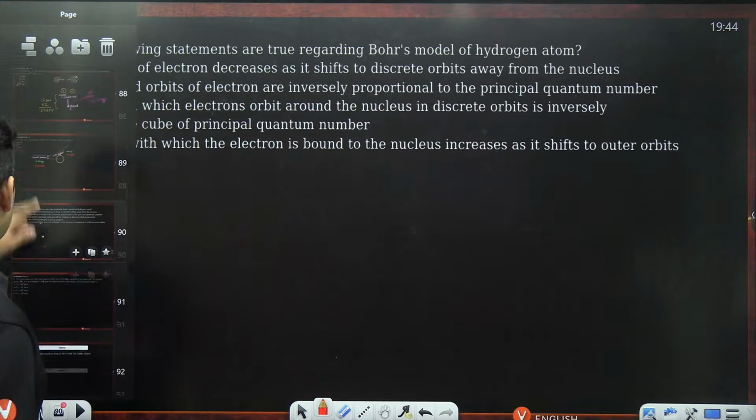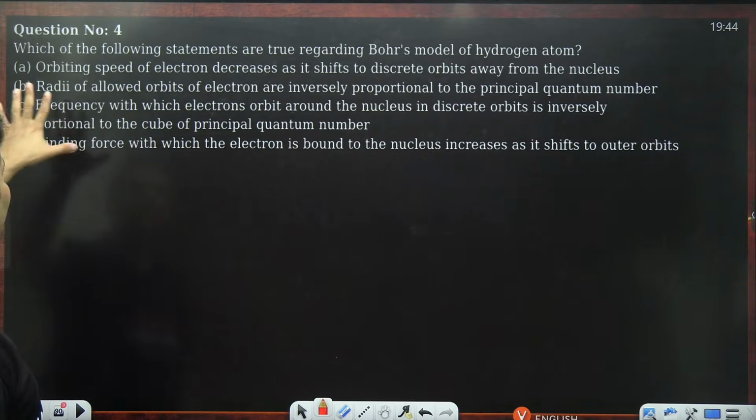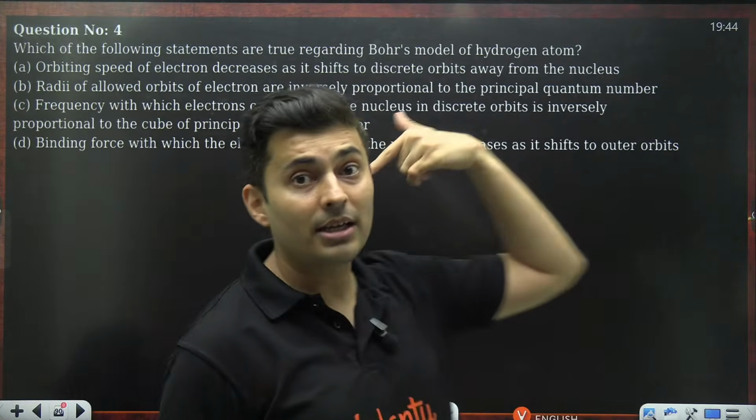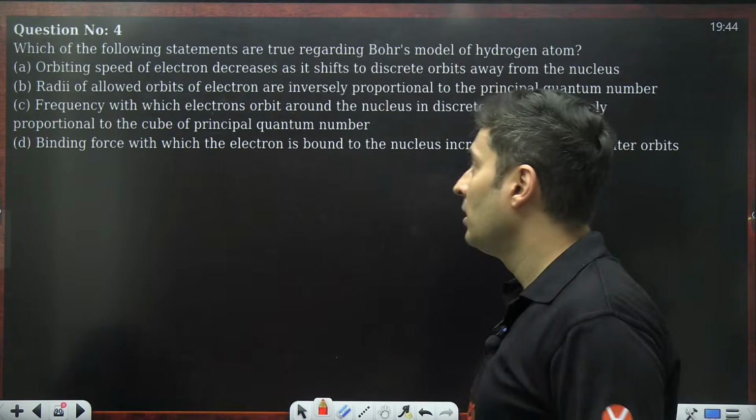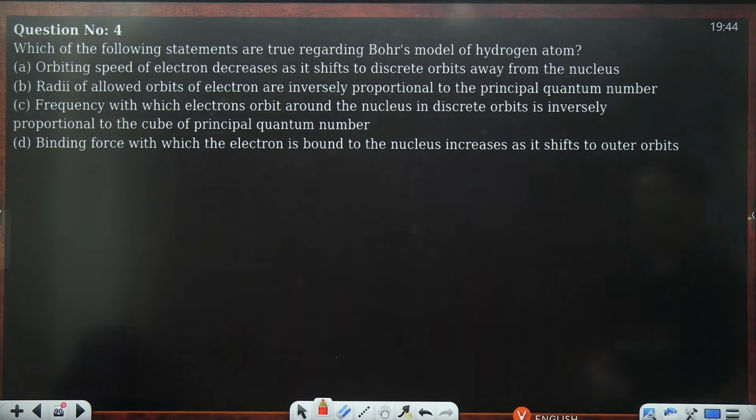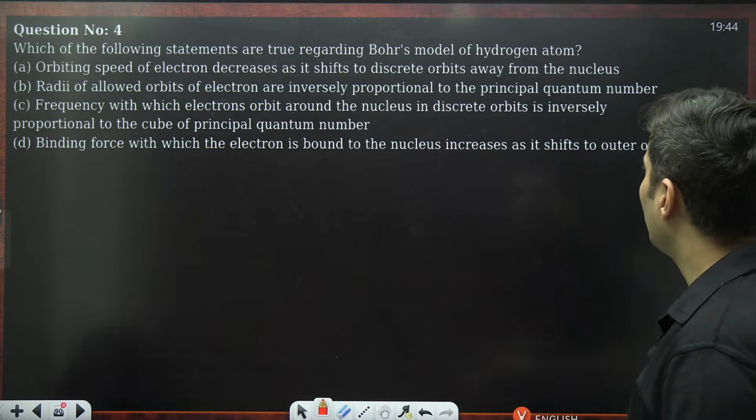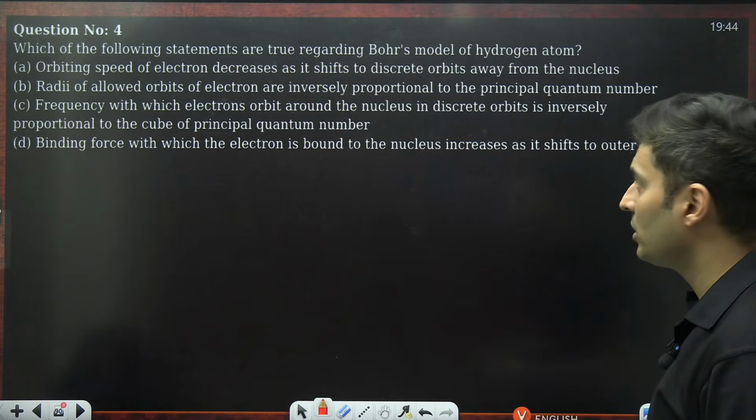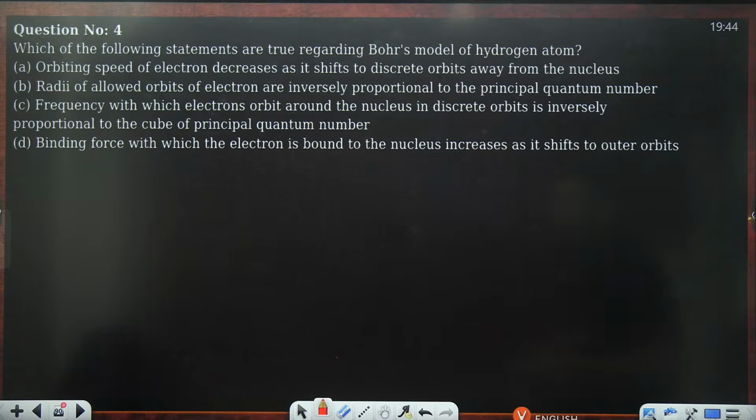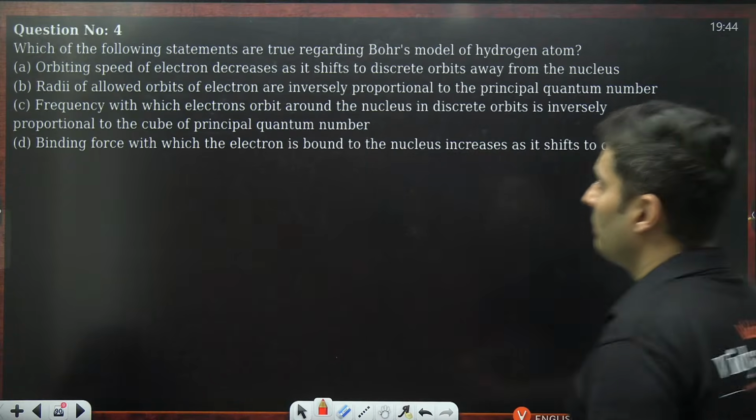Moving on to the next question, number 4. It says, which of the following statements are true regarding Bohr's model of atom? Orbiting speed decreases as it shifts to discrete orbits away from the nucleus. Radius of allowed orbits of electron are inversely proportional to the principal quantum number.